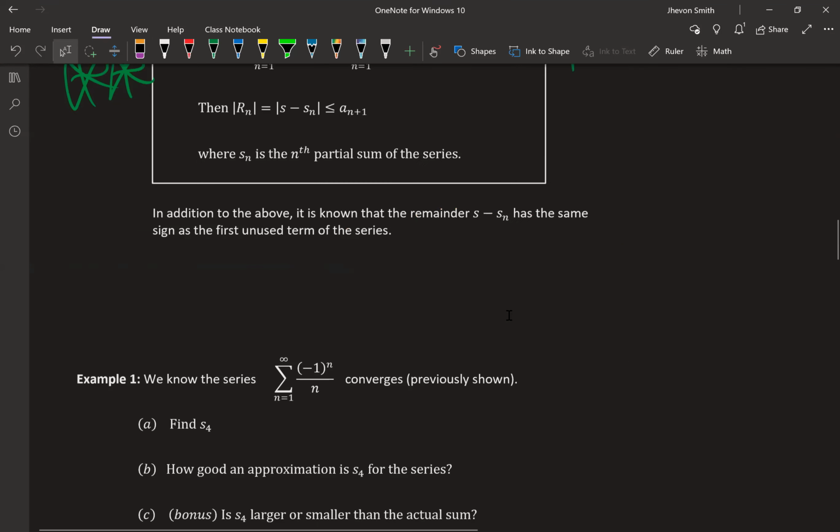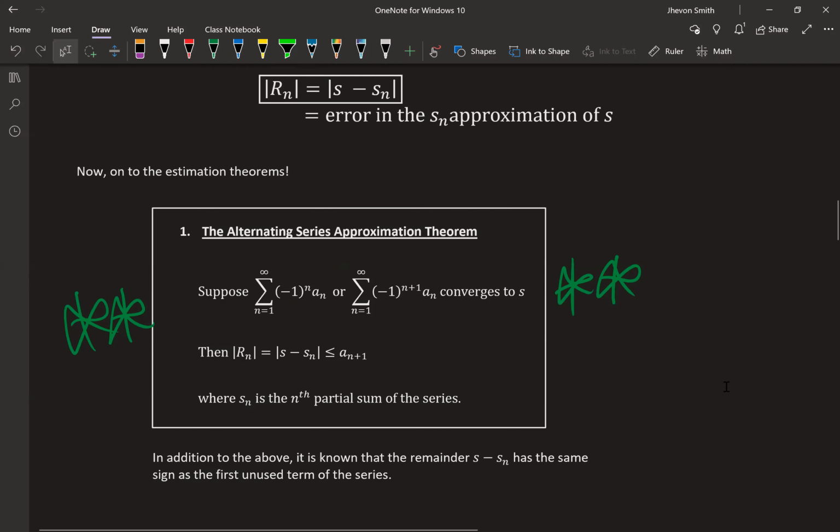What we're going to look at is the alternating series approximation theorem, because it's surprisingly easy to apply. Suppose you have an alternating series, you apply the alternating series test, and you know it converges to S. Then the following is true: the difference between the actual answer and the nth partial sum is bounded above by the (n+1)st term. Basically, for an alternating series, the nth partial sum is within the next term's magnitude of the actual answer.